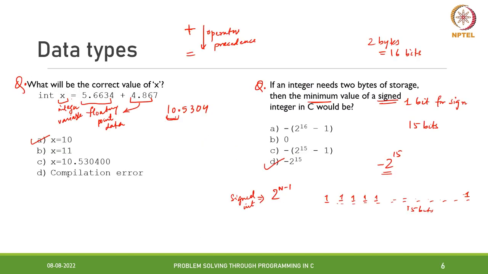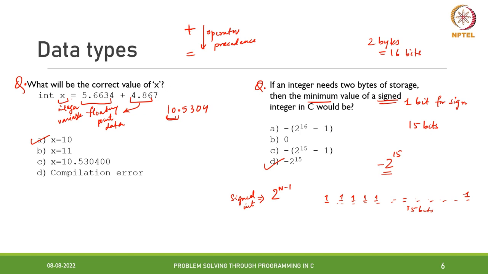Okay. So here, basically, when I say that an integer needs 2 bytes of storage, that means you have 16 bits of storage, and it's a signed integer, so you have 1 bit for the sign. The leftmost bit will be reserved for the sign. And here we are talking about a minimum value. So in that leftmost bit, you will have a value of 1 for negative values, and 15 bits will be available to you for storing the absolute value of the number.